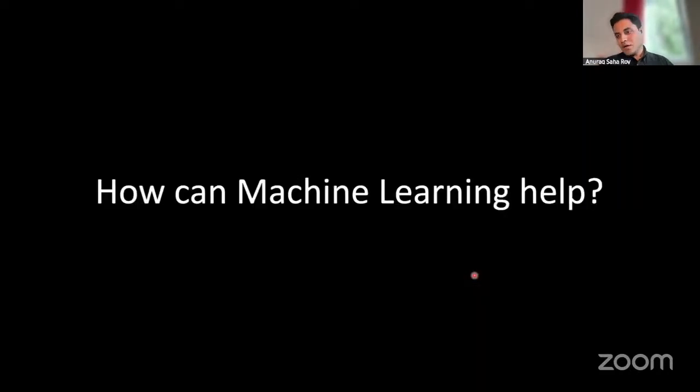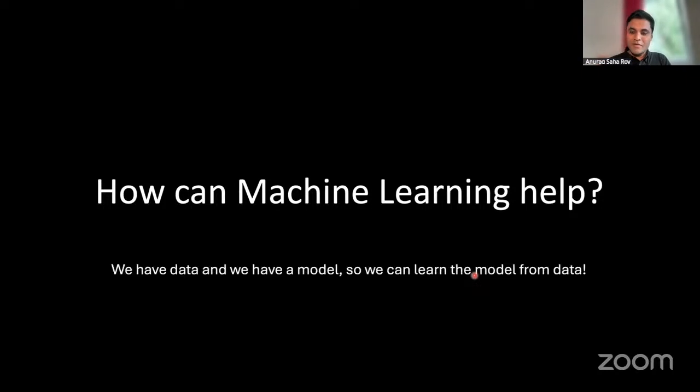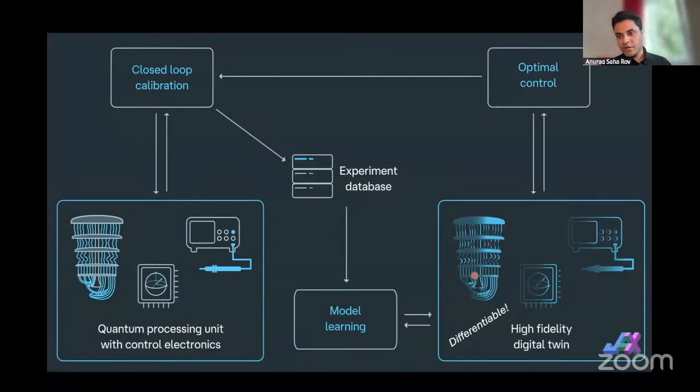So the question that we can ask in 2025, like everything else, is how can machine learning help this process? Because as you might have seen, we have a lot of data and we have a model of the system. So clearly we could use the data to learn a model. And that's what we do at Cruise.